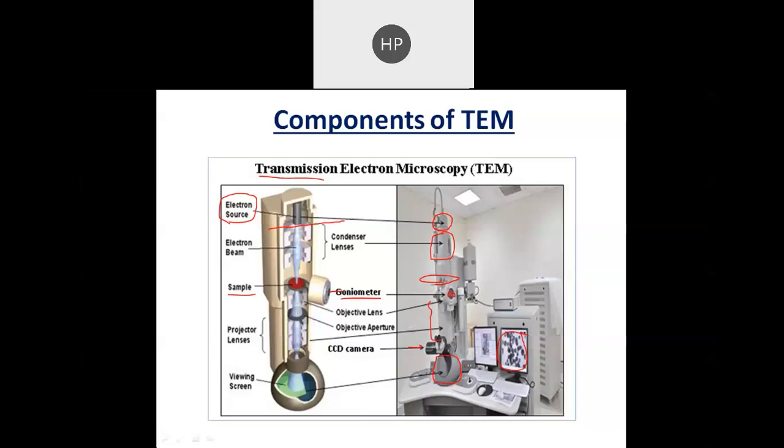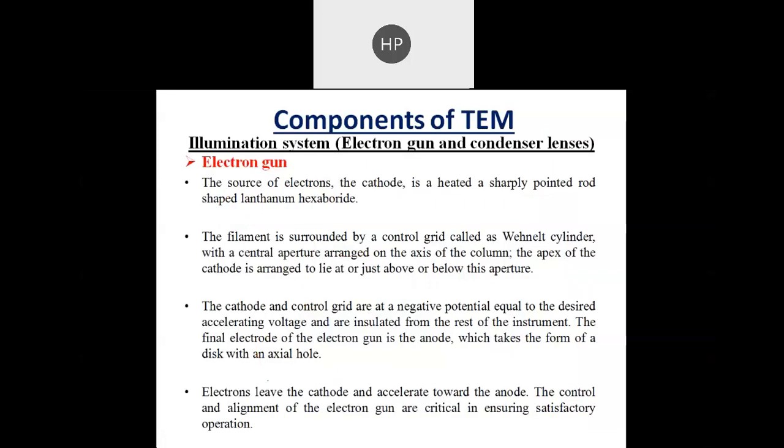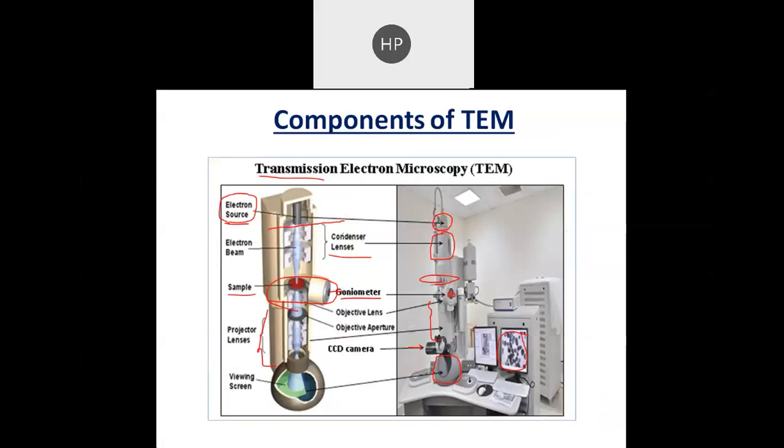So these are the components of the transmission electron microscope. Here this is the light source, these are the condenser lenses, this is the objective lens, meaning the sample. Then we have an image producing system below the specimen. So one by one we are going to discuss the components of the transmission electron microscope. First is the illumination system. In the illumination system we have the electron gun and condenser lenses. So this portion is what we are going to discuss first.